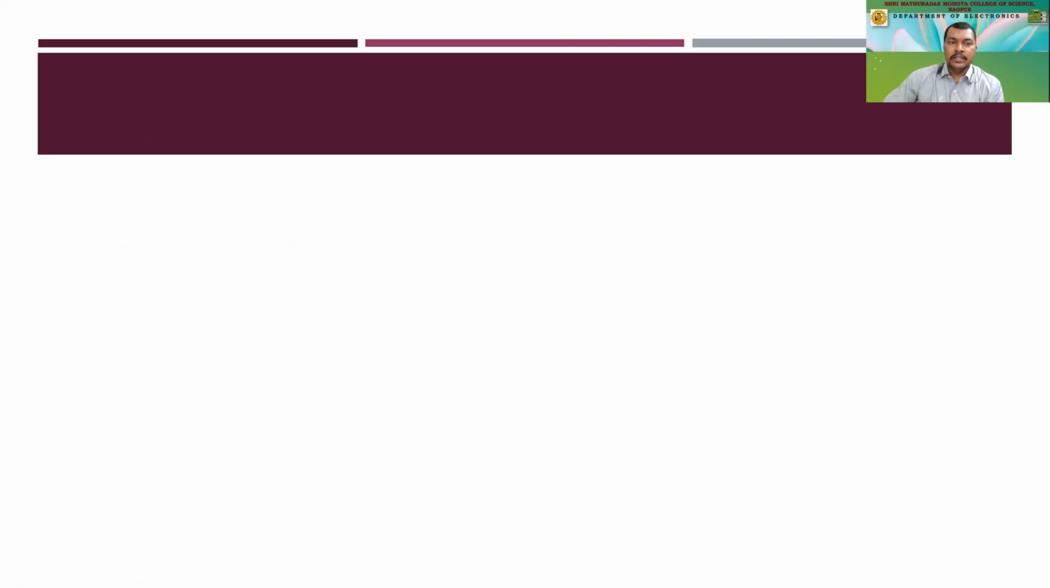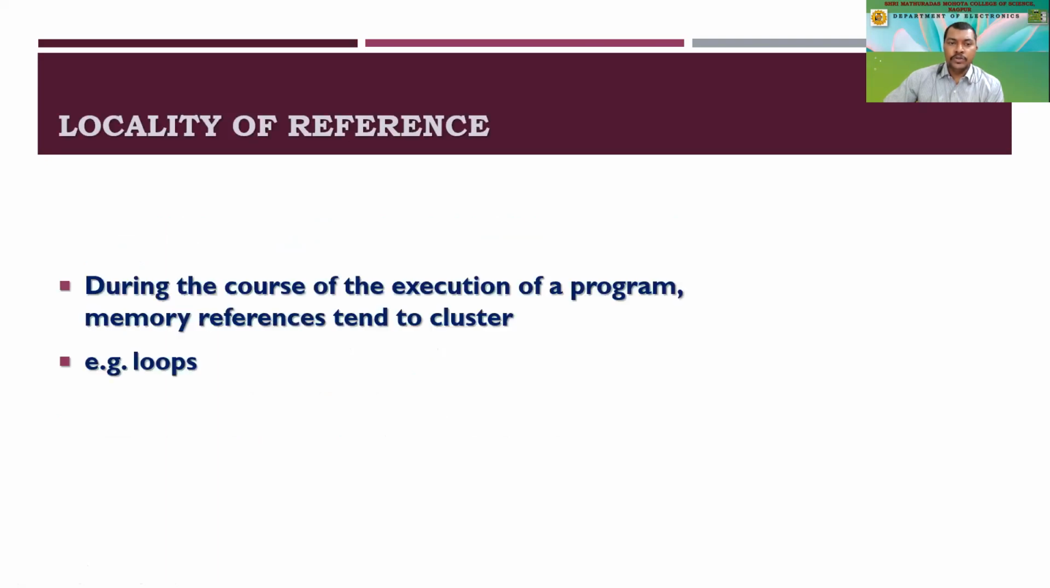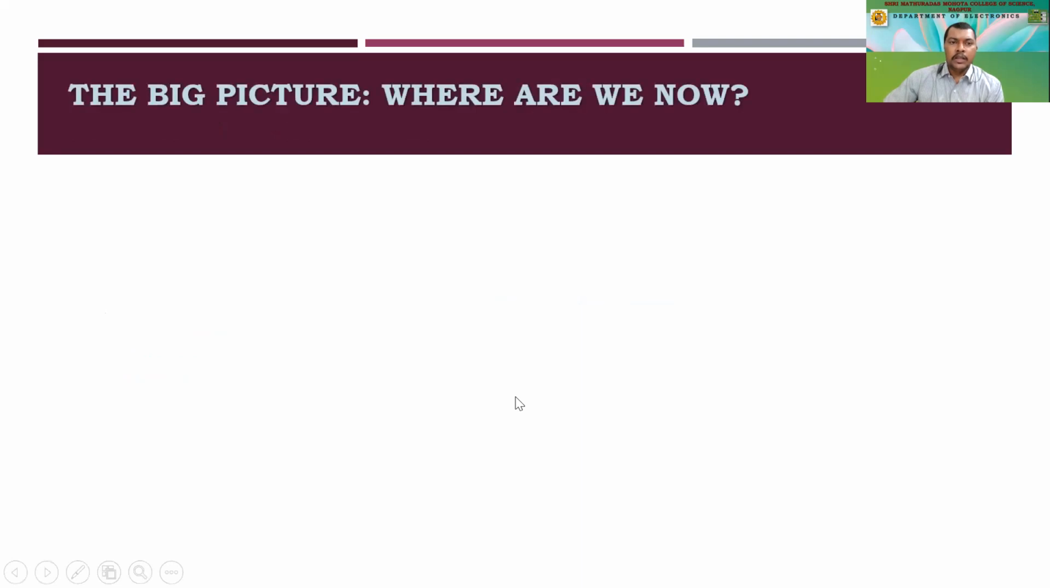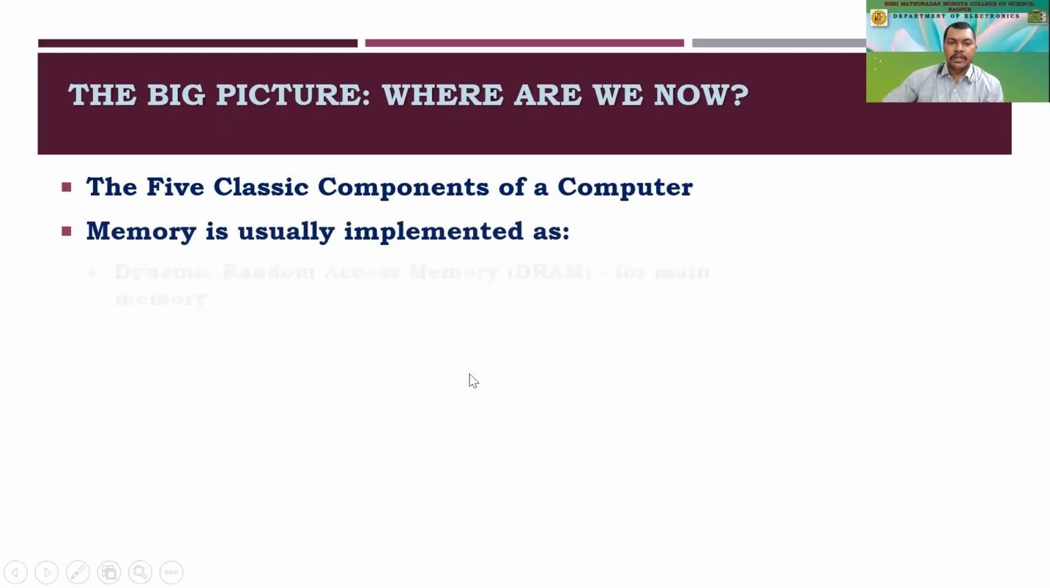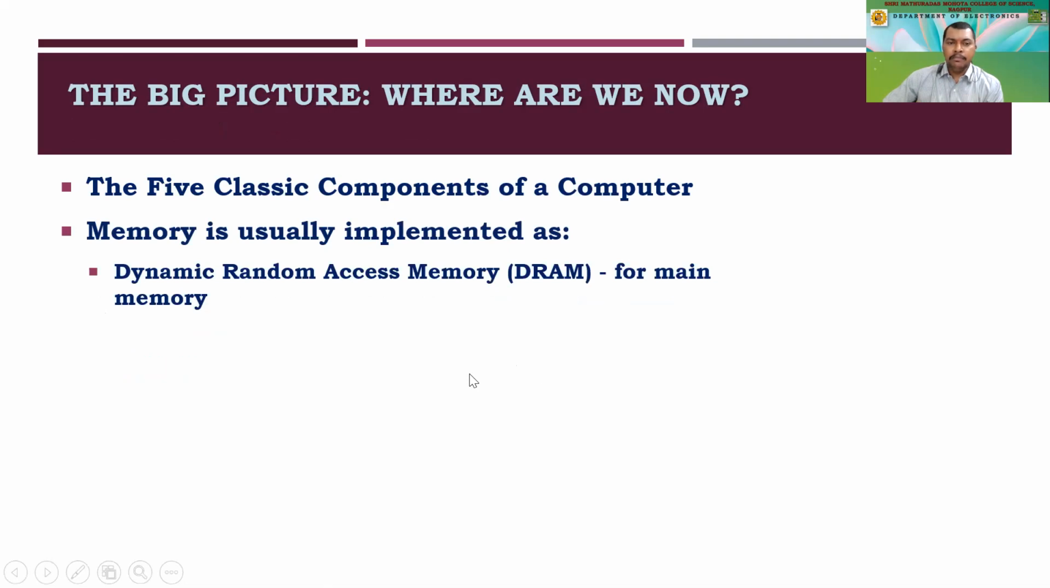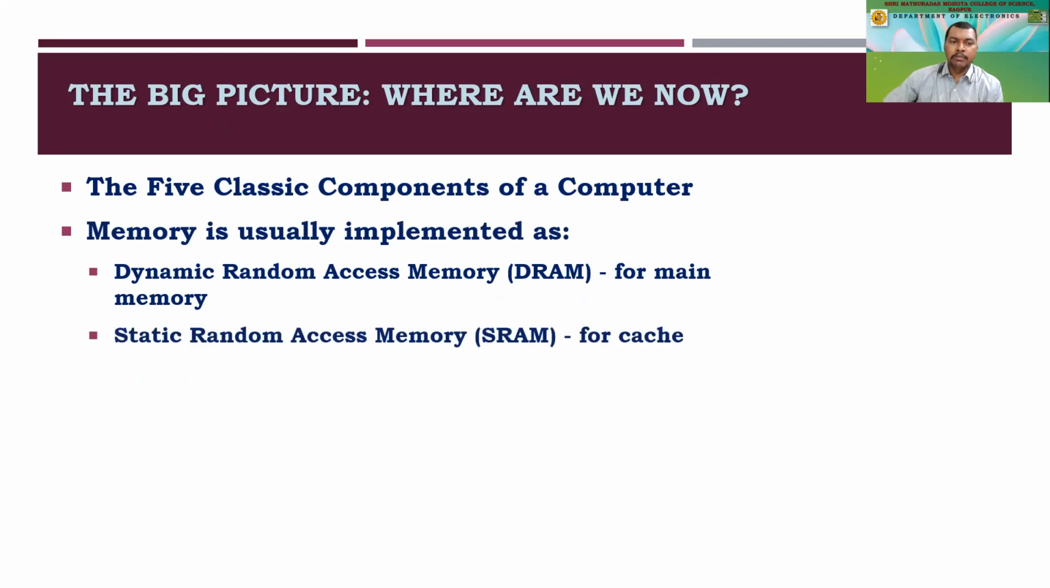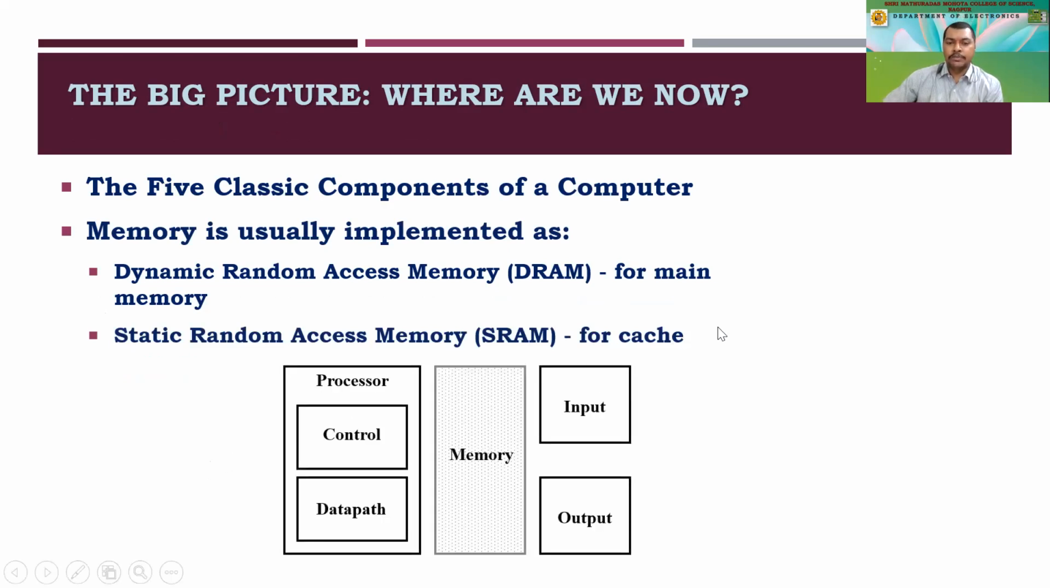Now let us study the hierarchy. We have these 5 classic components of a computer. Memory is usually implemented as dynamic RAM, that is dynamic random access memory, for main memory, and static random access memory for cache memory.